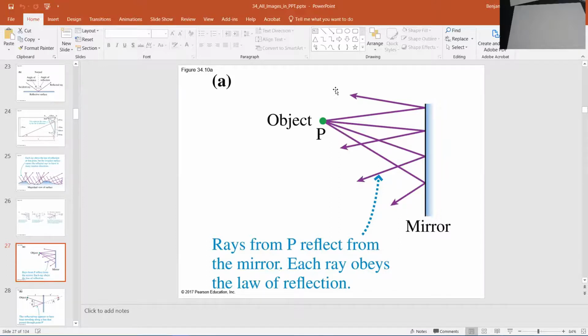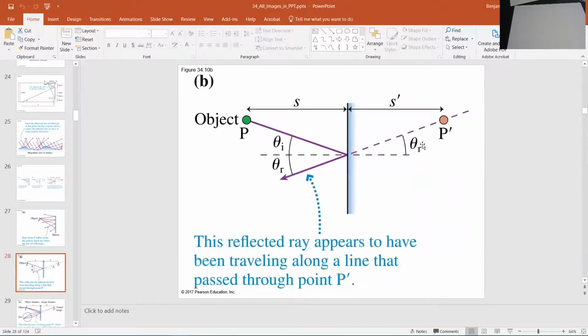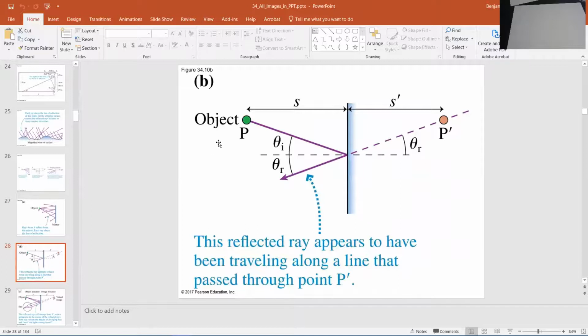Angle of reflection equals angle of incidence. You can observe that that's true for each of these rays. And that is how the image is formed. If it weren't for the law of reflection, you wouldn't see an image in a mirror. This is the setup that we'll use.